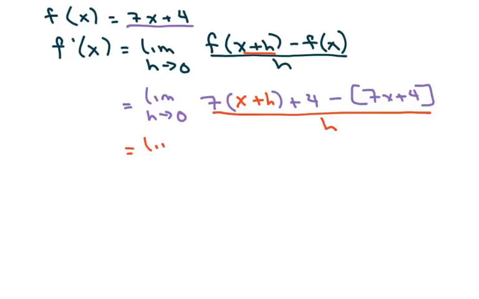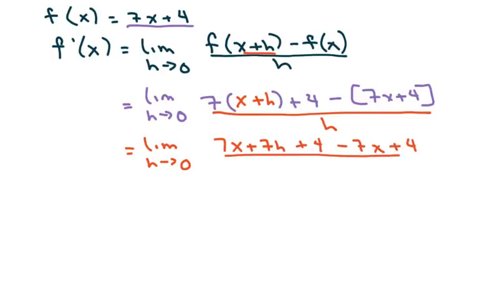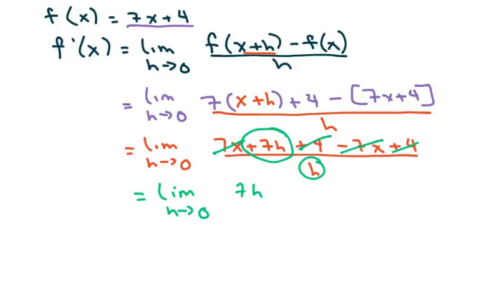So this equals the limit, and you just distribute. Now, if you do this enough, you're going to notice that everything's always going to cancel out, unless it has h in it. So this cancels out, the 4's cancel out, so the only thing you should be left with is something with the h in it. So that's going to be the limit as h tends to 0 of 7h over h, which equals the limit as h tends to 0 of 7, and that equals 7.